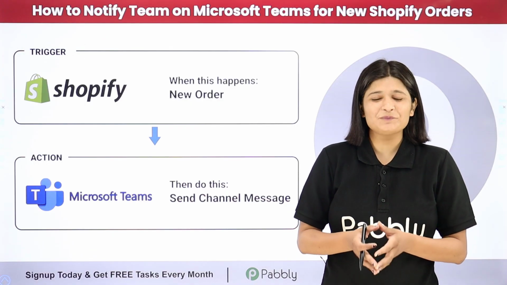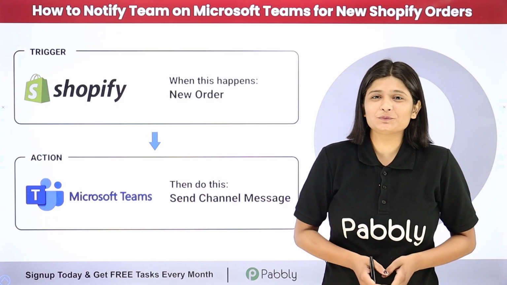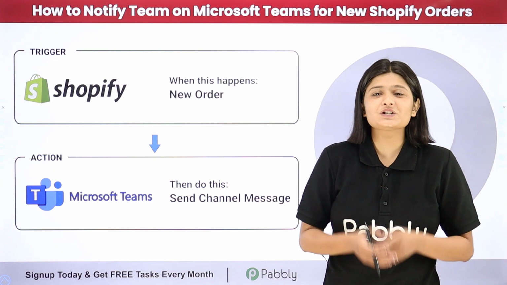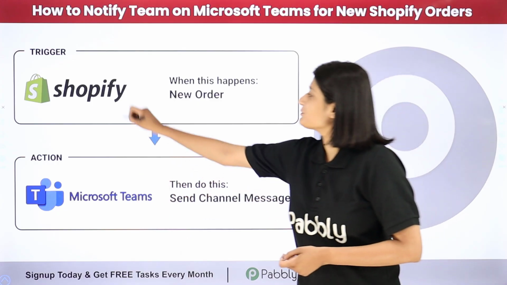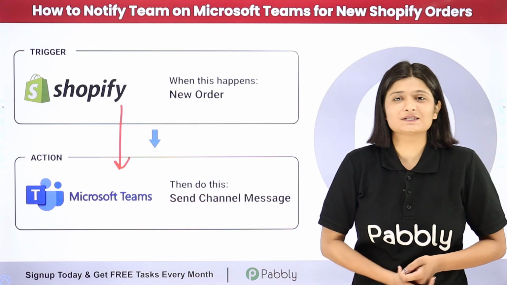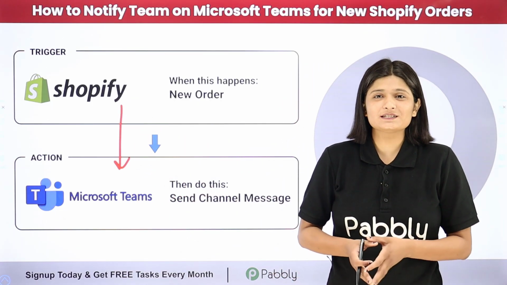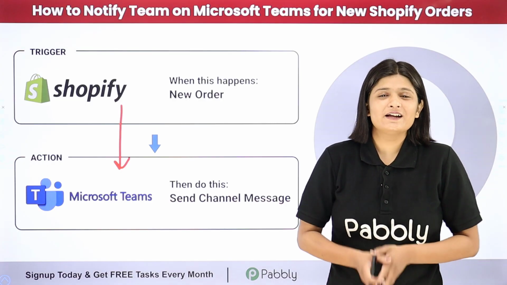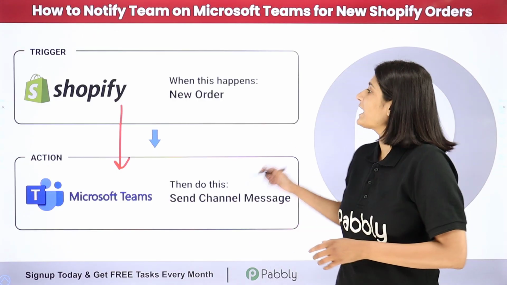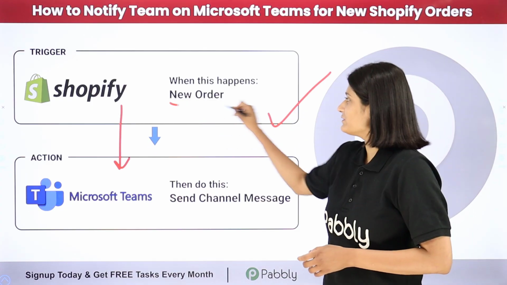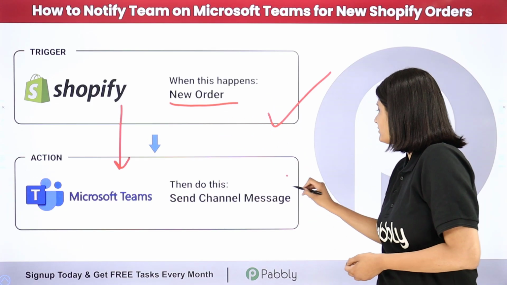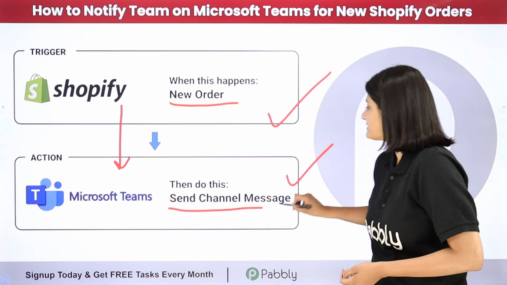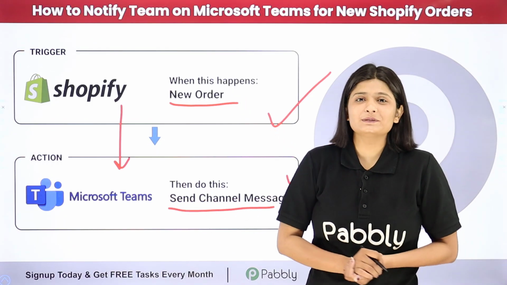So I completely want to automate this process, and to automate this process, I'm going to use Pabbly Connect. Pabbly Connect is an amazing automation and integration software which requires no coding or programming skills. Here I just need to build connection between Shopify and Microsoft Teams. Pabbly Connect runs on two principles, which is trigger and action. Here, as my trigger application, I am going to take Shopify from where I will receive new order, and then in my action application, I am going to take Microsoft Teams where a channel message will be sent as soon as the new order will be received.